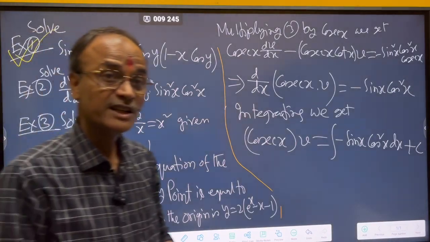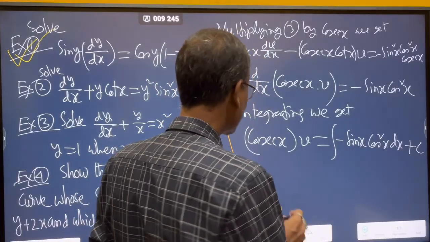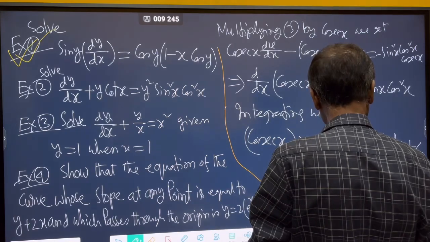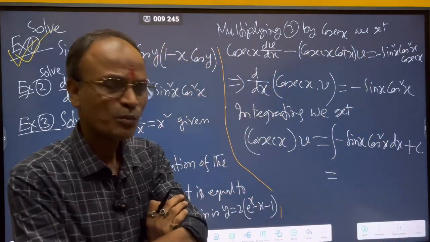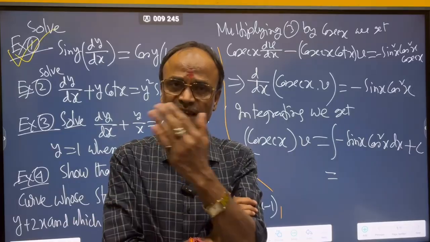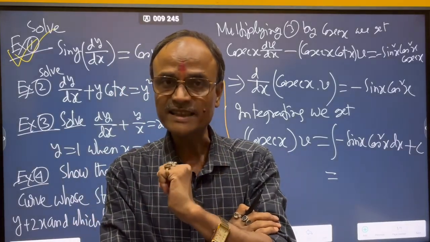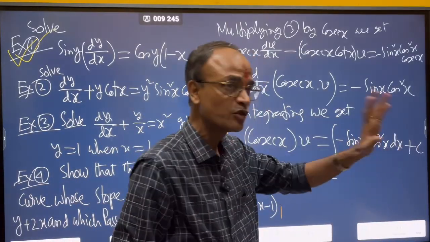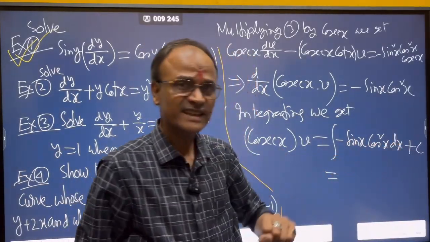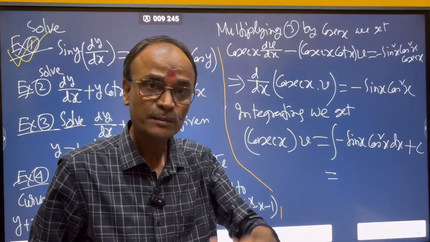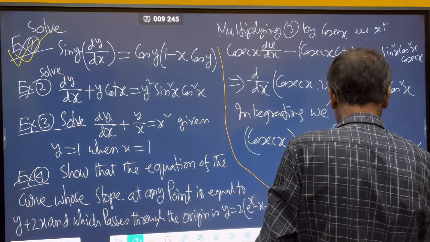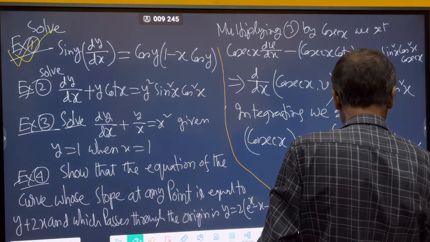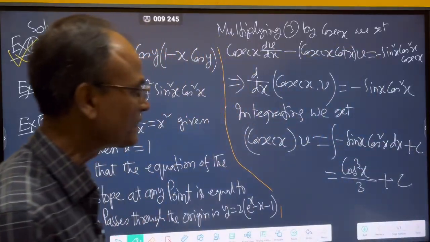What is v? V is equal to 1 by y, or y to the power minus 1. If you put cos x equal to z, differentiate it: minus sin x dx equal to dz. Cos x is equal to z, minus sin x dx is equal to dz. It will be z square dz, means z cube by 3, means cos cube x by 3 plus c.